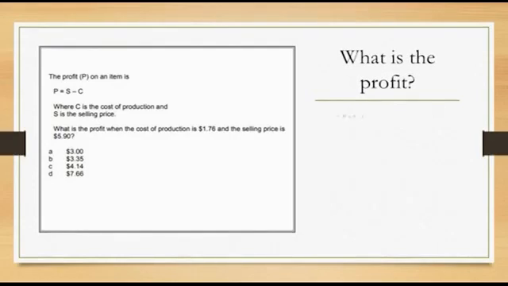Let's work it out by substituting. So we substitute S for $5.90. We substitute C for $1.76. We do the subtraction. So the profit is $4.14. So if you sell something for $5.90 and you only paid $1.76 to produce it, you would have made a profit of $4.14.